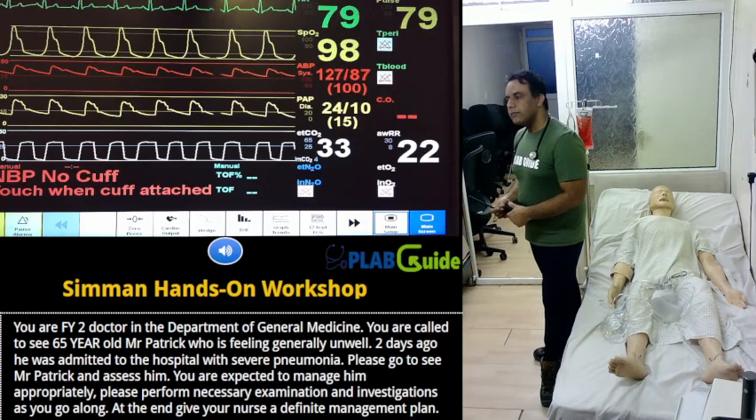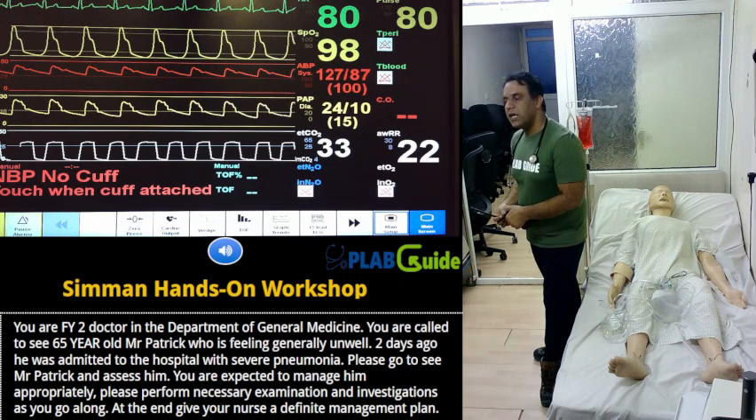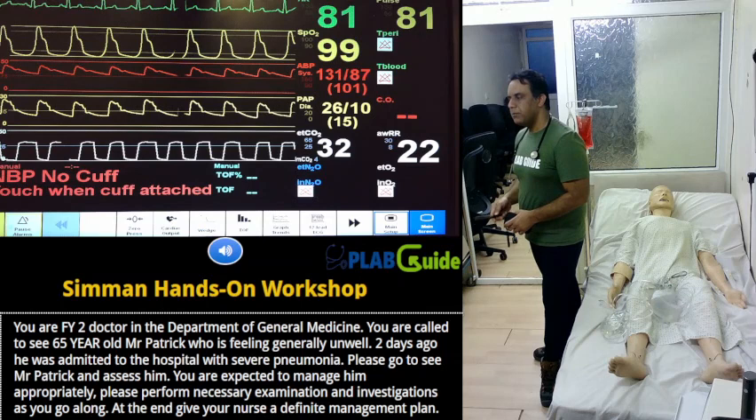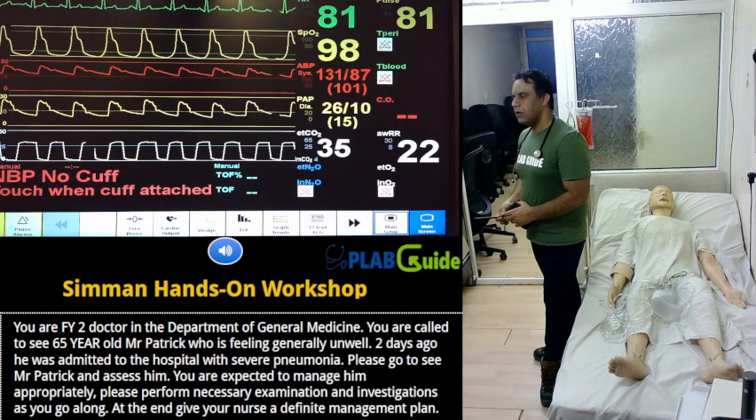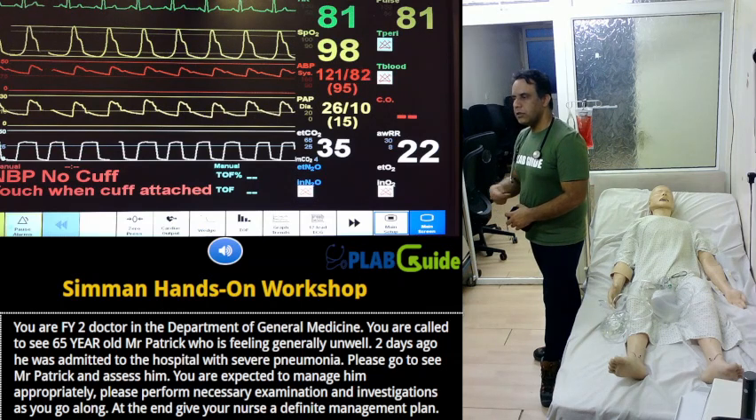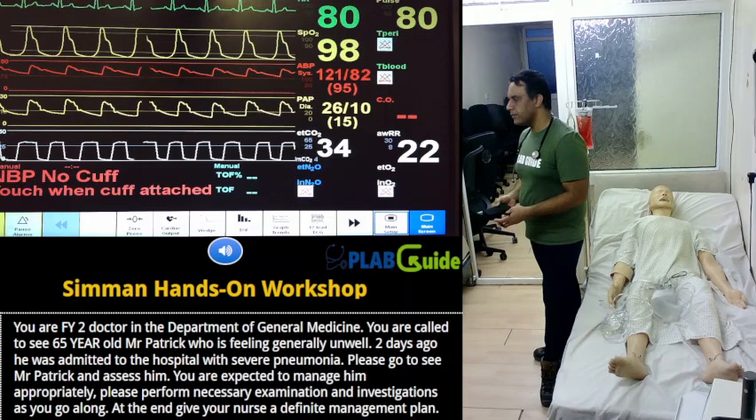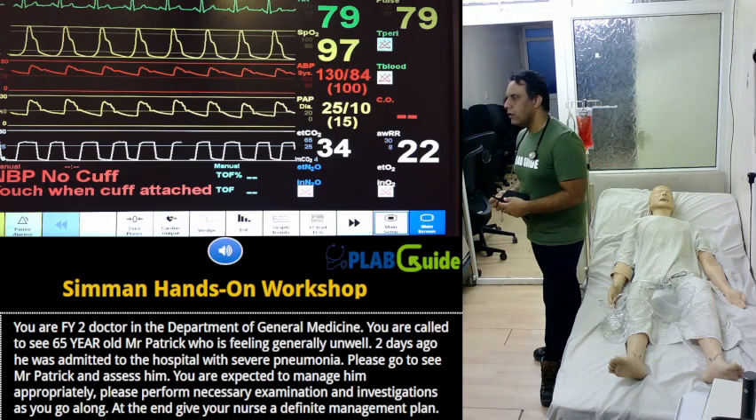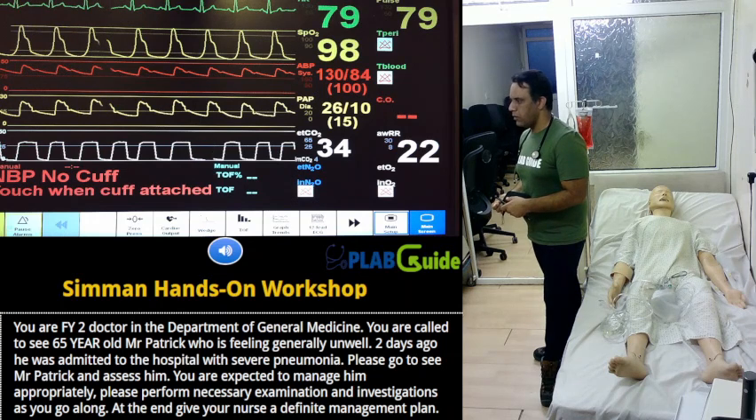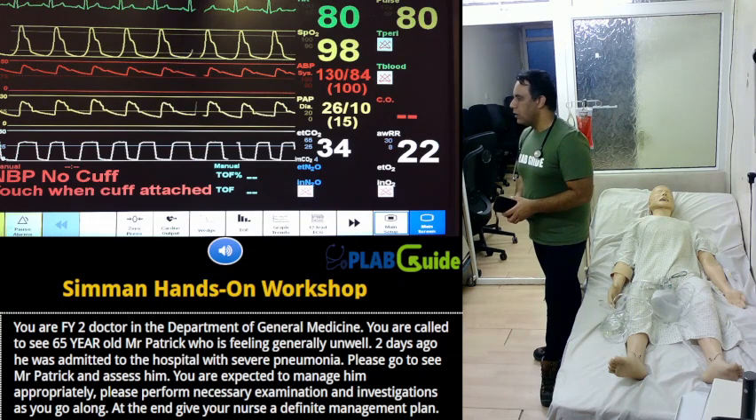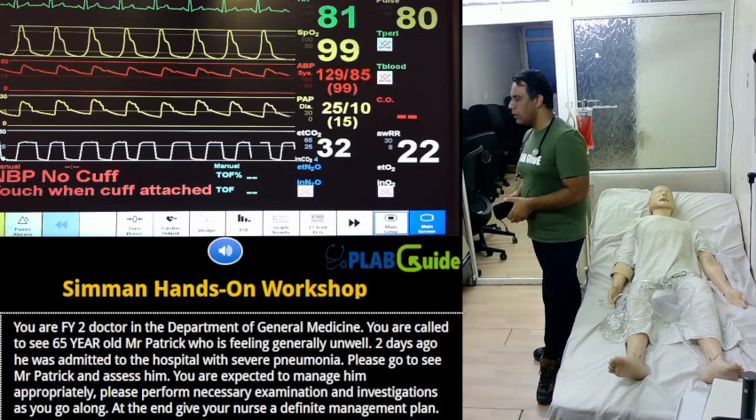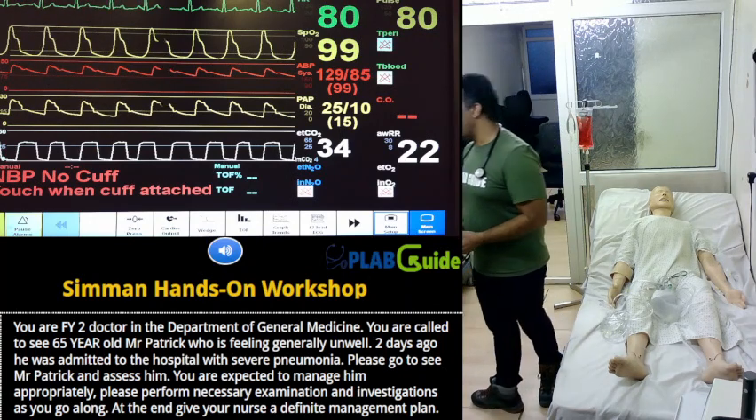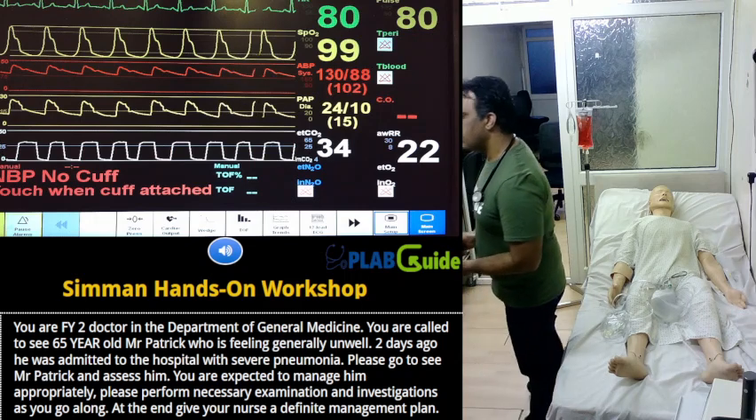So what investigation? We call it CT angiogram. CTPA is a pulmonary angiogram, but this is a CT angiogram. So what are we inferring from the pulses? If the pulses are not present, then there is an embolism. So it can be thrombus or embolism.